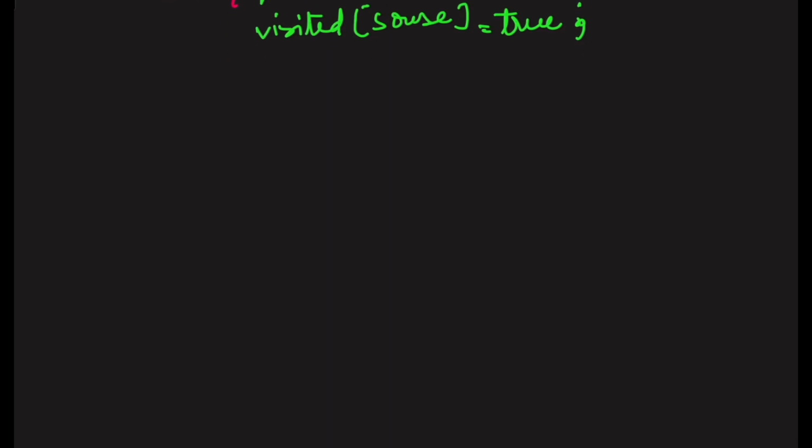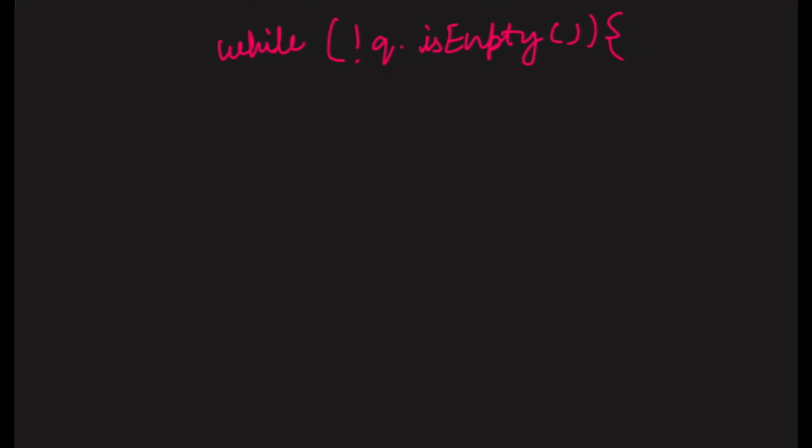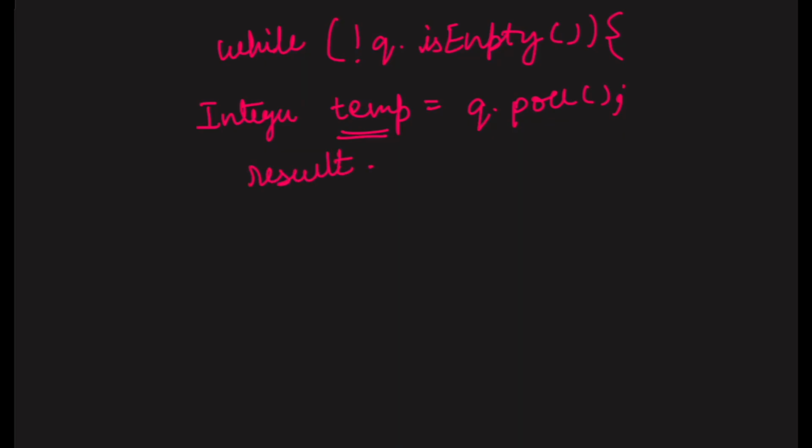Now our queue has something, so we are going to write similar to BFS of tree. We are going to write a while loop: while not queue is empty. Till our queue is empty, we are going to run this loop. We are going to pop from our queue, so we are going to do queue dot poll, and this particular result we are going to add to our result.